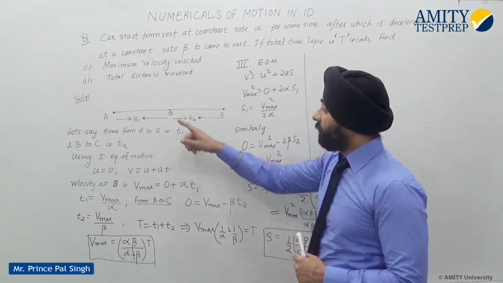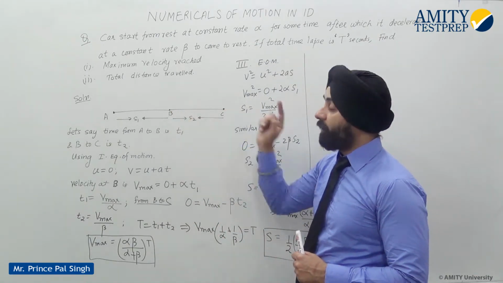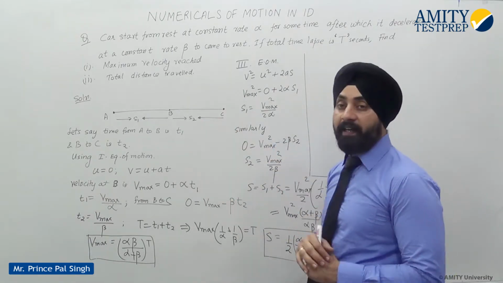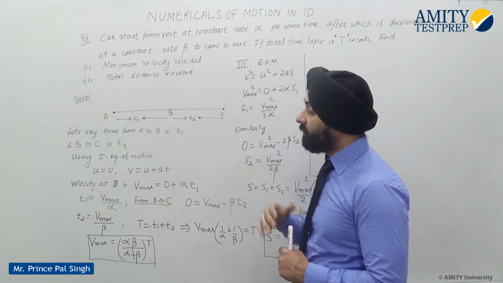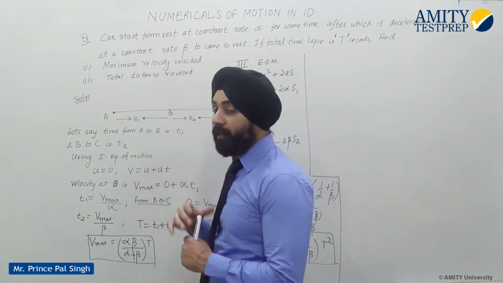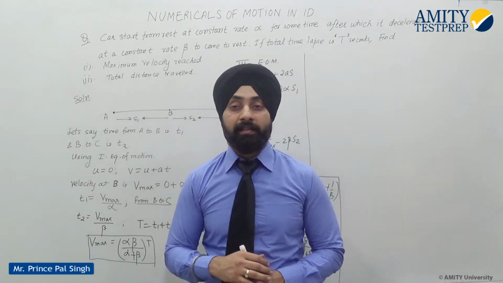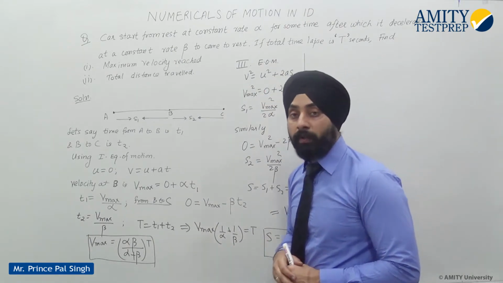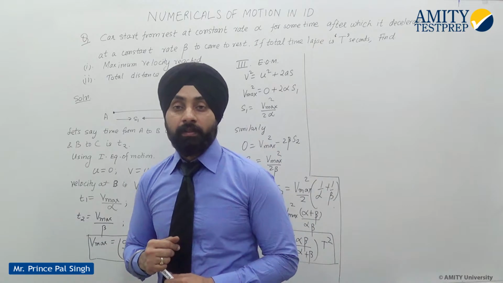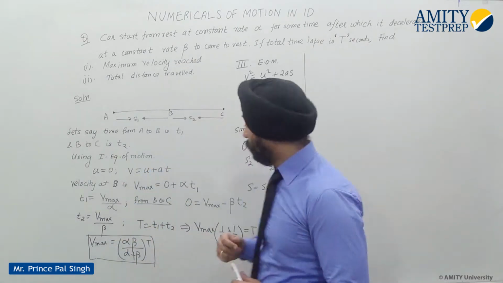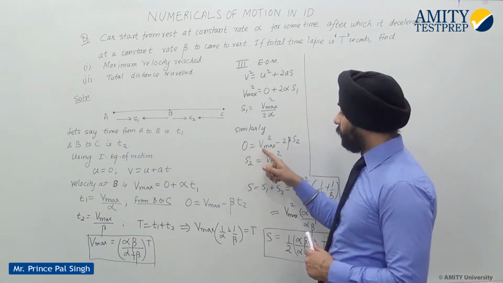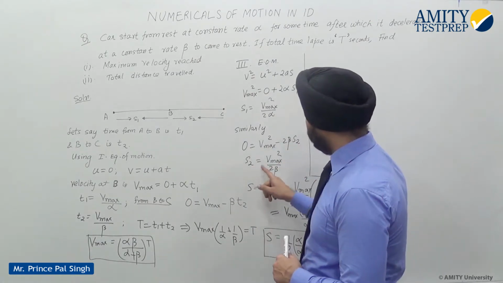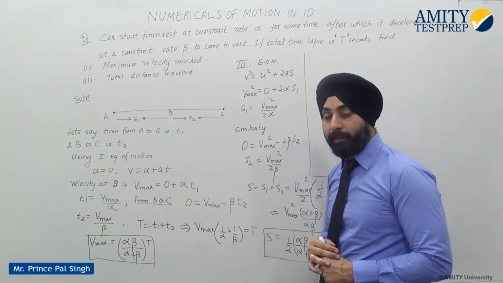In the same way, I will apply the third equation from B to C. B is the starting point and C is the ending point. The velocity at C is 0. The velocity at B is Vmax and the deceleration is beta. So again applying v square equal to u square minus 2as in this case, because it is deceleration. So 0 equal to Vmax square minus twice beta S2. S2 equal to Vmax square upon twice beta.